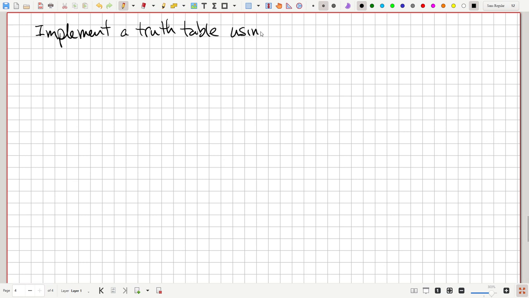So we can implement a truth table using a MUX. So let's see how we might do this. Suppose we have 3 input logic variables, and let's call them S2, S1, and S0. They could be A, B, and C, or whatever, but by doing this, we obviously are drawing an analogy with the selection signals on a multiplexer. And then over here, we've got Y.